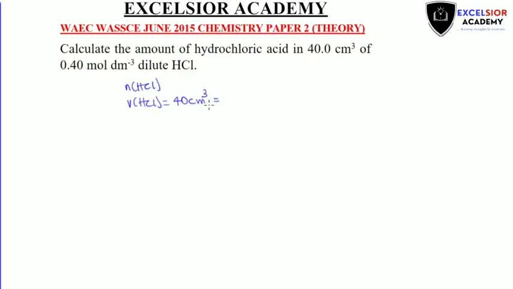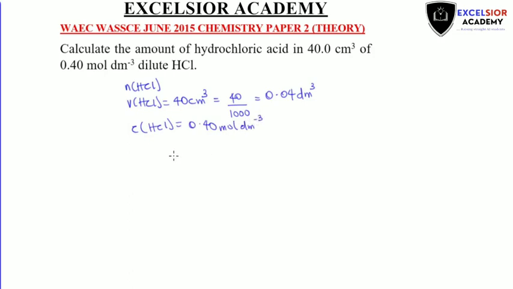Now, we know amount concentration is the amount of substance in mole dissolved in 1 dm³ of a solution. So I'm supposed to convert this volume in cm³ to dm³, and to do that, I'm supposed to divide this by 1,000. So we have 40 divided by 1,000, and this gives us a value of 0.04 dm³. Now we know our concentration of HCl to be 0.40 mol/dm³.